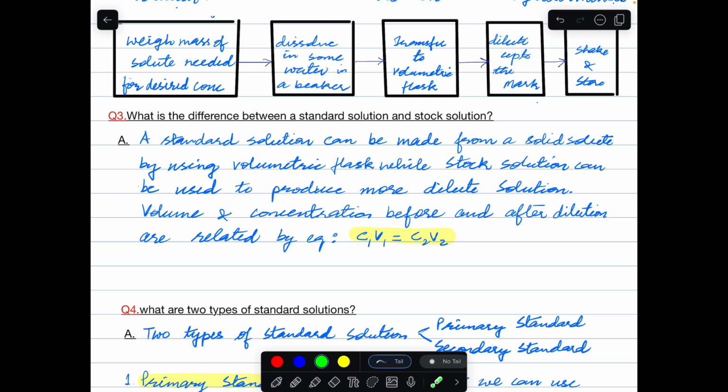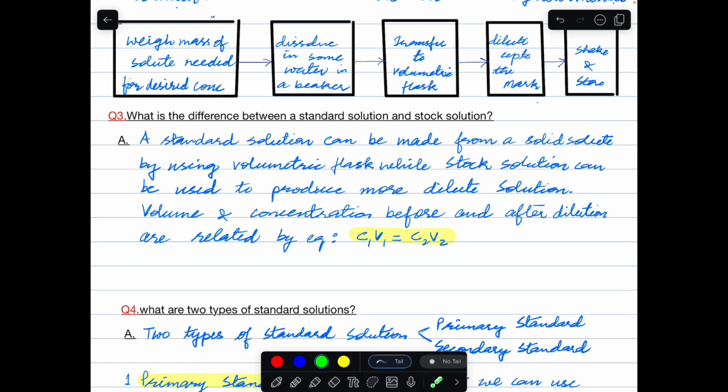Okay, so for example, sodium hydroxide solution we cannot prepare accurately by weighing. So what we do, we prepare sodium hydroxide solution from a given stock solution by adding more amount of water. Okay, so what concentration we need, that is this C2, and what is the initial concentration, accordingly V1 and V2 are taken. Okay, so stock solution is that concentrated solution from which you can produce more dilute solution.